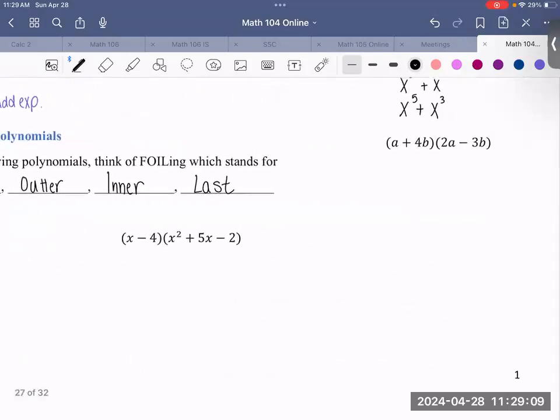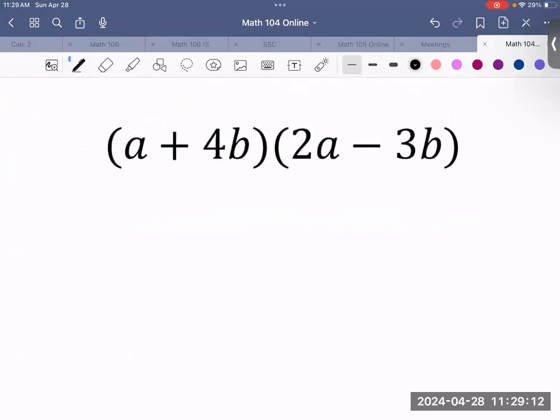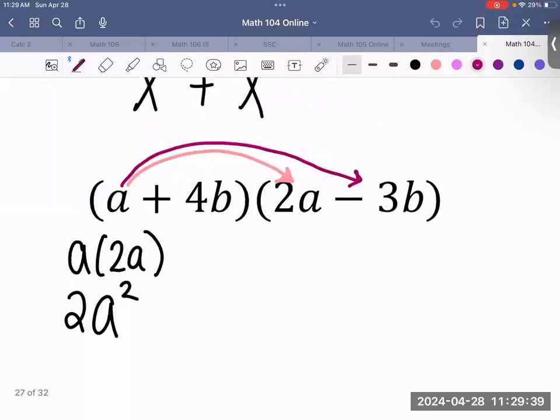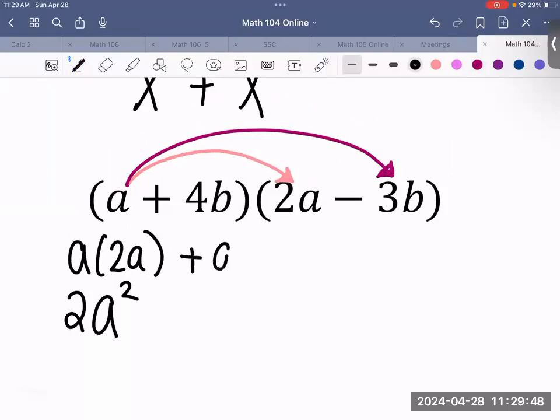So if we were to see something like this example, if we were doing the FOIL method, well, we are just multiplying this A by this 2A. So multiplying your first two terms together, we get A times 2A, which makes 2A squared. Then we can move on. We go to A and negative 3B. I think I can draw that a little bit better. So this would be your two outer terms. That's where the word FOIL is coming from. We're just spelling it out.